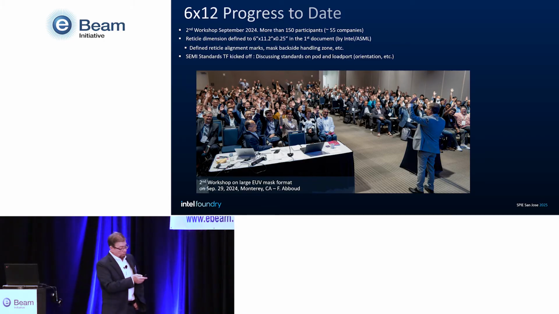Number two, we came to the conclusion that in as much as I talk about this as 6 by 12, in reality, it's 6 by 11.2. And why 11.2? Because the scanner today has the travel distance in the chamber to go 11.2. When the ASML engineers ran the numbers, they found out that within the 11.2, we can actually do everything we want. And there's no need for ASML to do a major surgery on the expensive scanner.